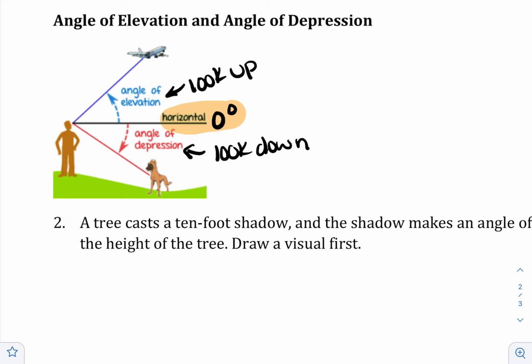What I will see many times, and what you want to be cautious of, is never do an angle of depression like this. Your angle of depression never goes from your body. It always goes from the horizontal. So think about a standard position angle. Where is 0 degrees normally? That's going to be 0 degrees in your diagram.